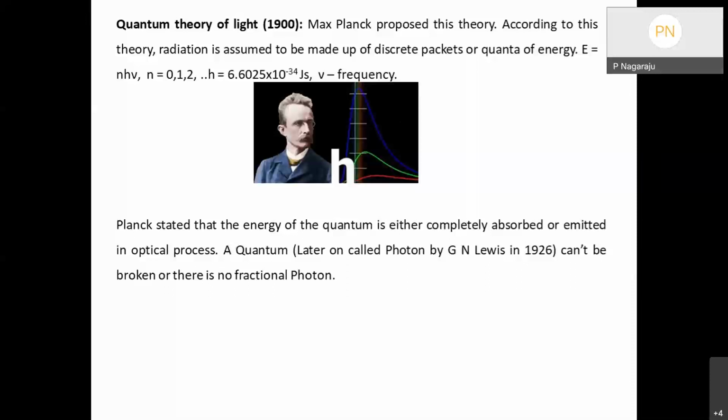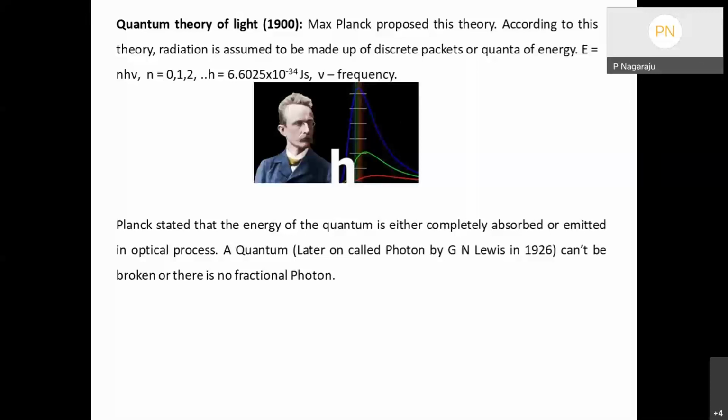It is because of that, actually, Max Planck introduced the quantum theory to explain the black body spectrum. And he established a formula, E is equal to n h nu, where n is equal to 0, 1, 2, 3, etc. h is the Planck's constant that you know, 6.625 into 10 raised to minus 34 joule second, and nu is the frequency. No doubt, Max Planck's formula, which explains the black body spectrum at all temperatures and all wavelengths.